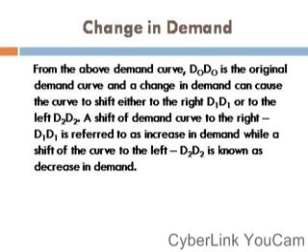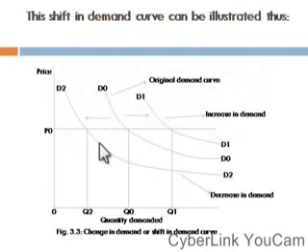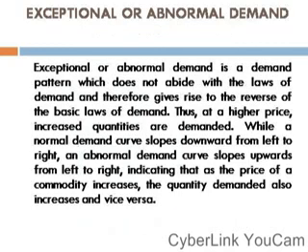Let's look at that diagram once again. You can look at it. We have D0, that is the original demand curve. Then we have a shift to the right, that is from D0 to D1. This is D1. That is a shift to the right. So that indicates an increase in demand, as you can see. Then also a shift in demand from D0 to the left, D2. This is a shift to the left. That is a decrease in what? A decrease in demand.